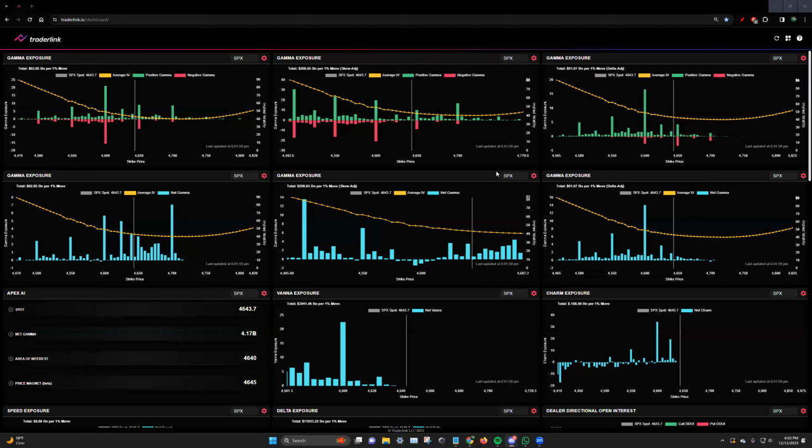So what is Vanna? Similar to gamma, it has its effects on delta, but instead of focusing on the effects of the underlying movement, what Vanna focuses on is the implied volatility. So it's the sensitivity of an option's delta with respect to changes in IV, or volatility.